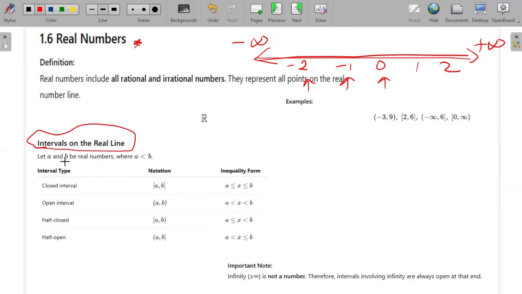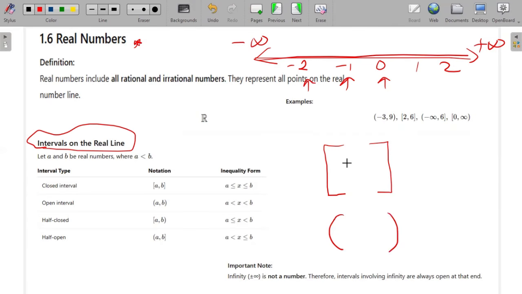Let A and B be real numbers where A is less than B. In other words, let's say A is the lower limit and B is the upper limit. When you're talking about intervals, you're going to experience two types of brackets, and I want you guys to really understand this. There's a square bracket, which is like this, or it can be like that. And then there are curved brackets, which are like this. Both of these brackets have different meanings.